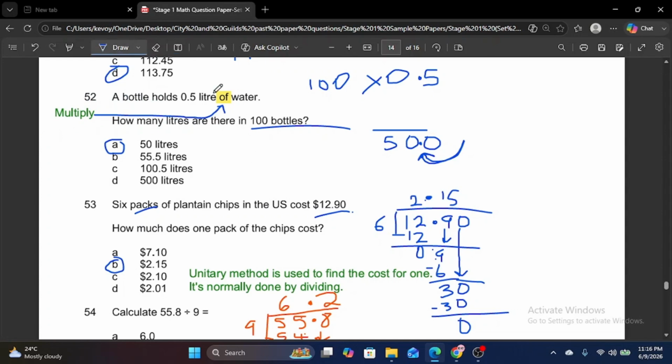Alright. So 0.5 times 100. I know that I can multiply 5. Whenever I multiply a whole number by a decimal number, we should have the same decimal places. So if this number has 1 decimal place, it means 1 digit comes after the decimal point. I can multiply the 5 times 100. So 5 times 100 is going to be equal to 500.